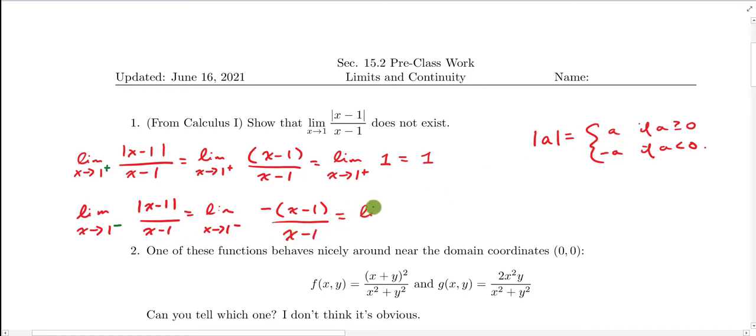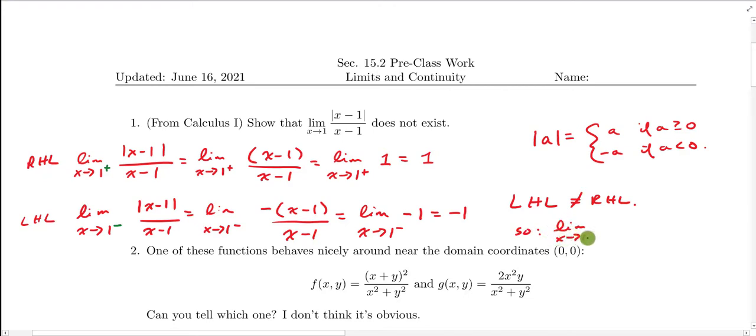This looks very similar to what we had in the line above it, but now we can go ahead and replace this function right here with a function that agrees with it everywhere except where x equals 1 potentially. And so this is equivalent to the function negative 1, and the limit of a constant we know is just the constant. So here we see that the left-hand limit, which we just evaluated here, does not equal the right-hand limit. So this limit, as x approaches 1 of the absolute value of x minus 1 all over x minus 1, does not exist.